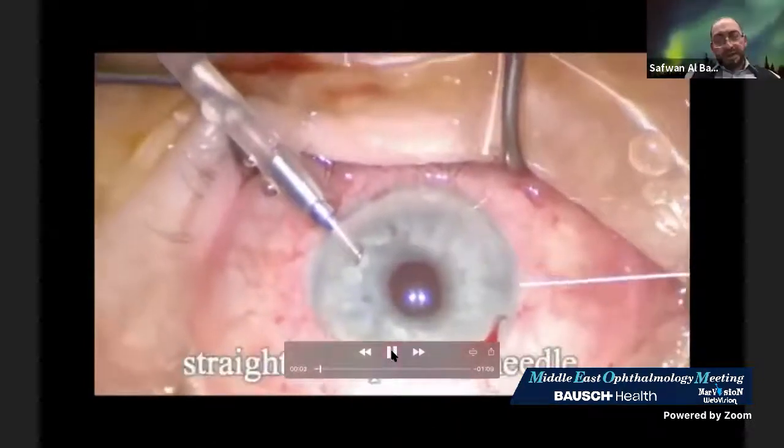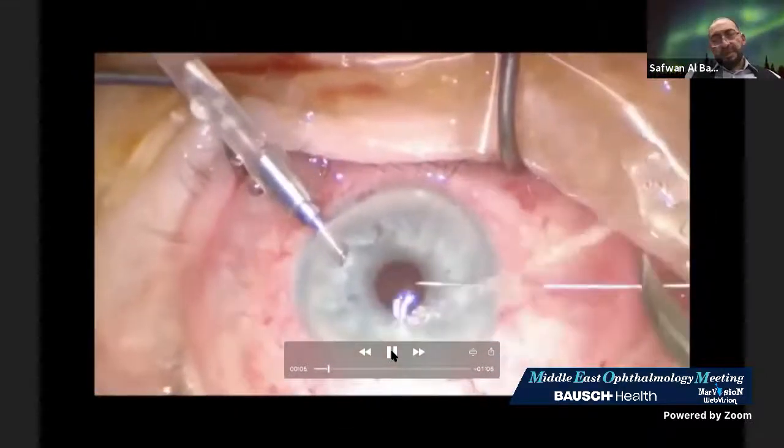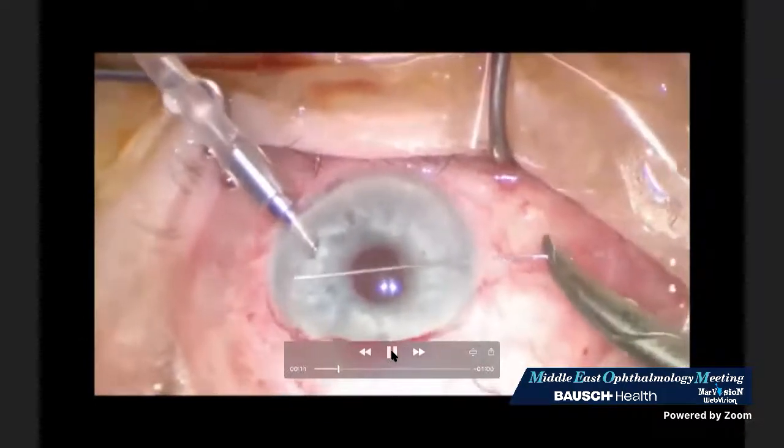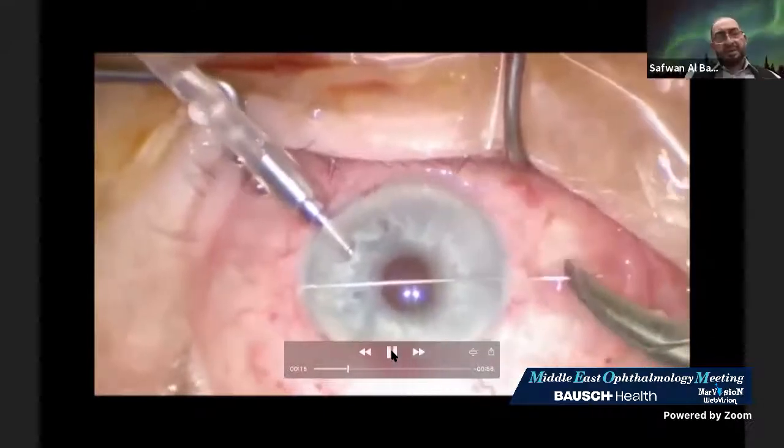I will show this technique for the. Can you hear me very well? Now I'm hearing. Safwan, now you can hear me? Yes, I'm hearing you now. Okay. But the echo is coming through the movie.